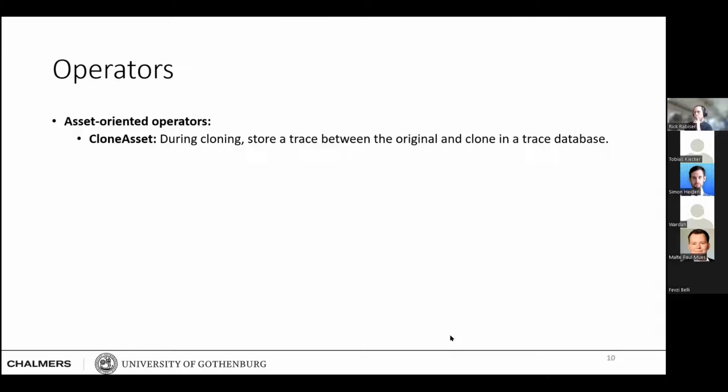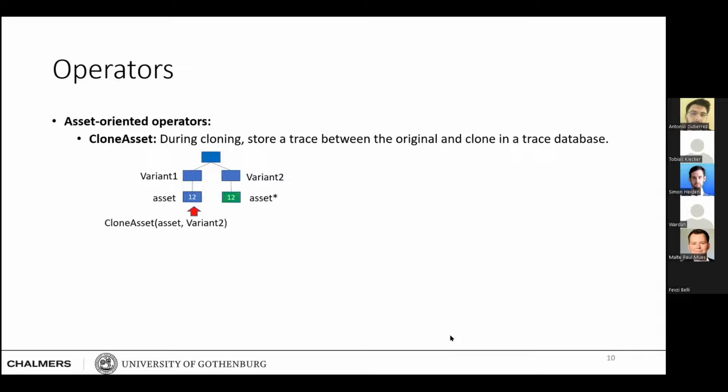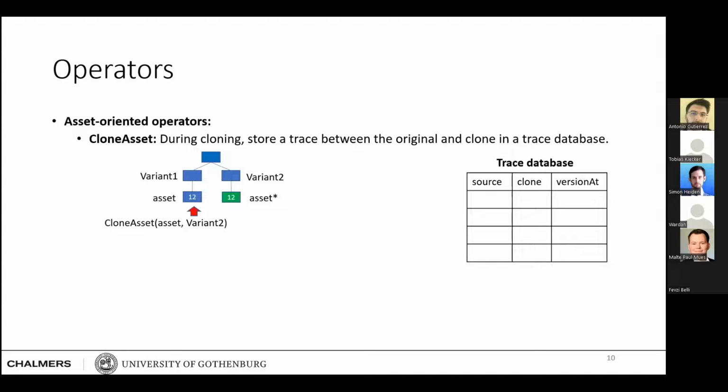Now, continuing with the asset-oriented operators, we also have clone asset, which during cloning automatically stores a trace between the original asset and the clone in the trace database. Now, assume that you have this asset tree and the developers clone this from variant 1 to variant 2. Clone asset would automatically create a virtual asset in the asset tree, and it would also create a trace between the asset and its clone, with the version of the asset at the time of the clone, in the trace database. Now, this version becomes relevant in change propagation, which is done by propagate to asset.